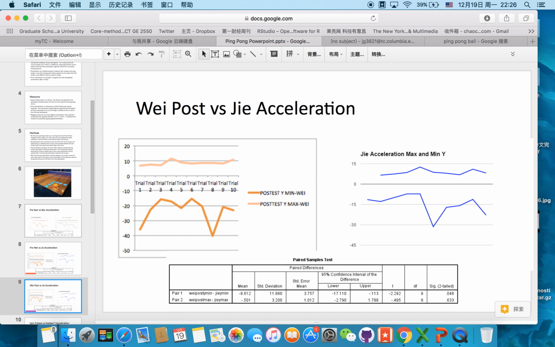So we also compare the post-test results of Wei's direction Y of linear acceleration and Jie's using a t-test. The p-value of minimum values is 0.048, which is less than 0.05. That means the difference is significant. And the p-value of maximum values is 0.633, which is not under 0.05. That means the difference is not significant.